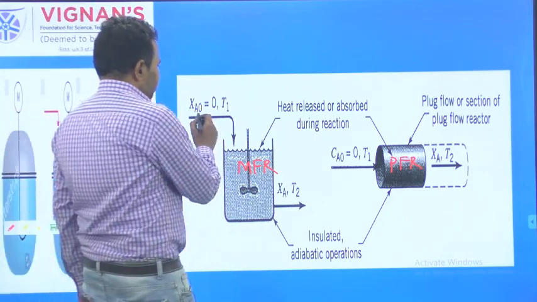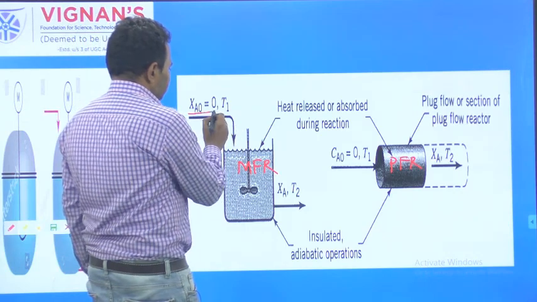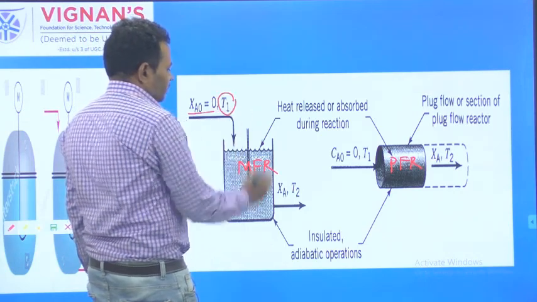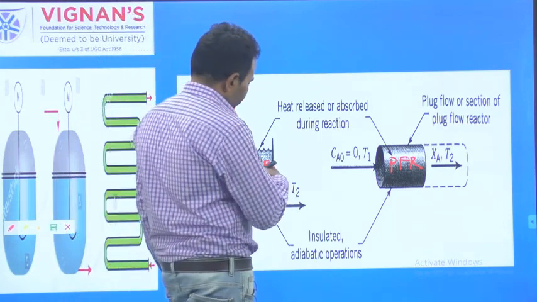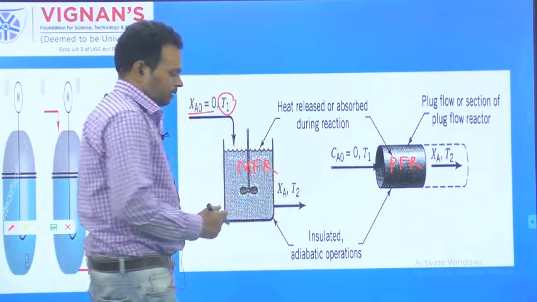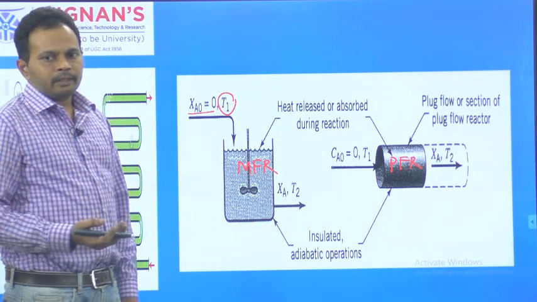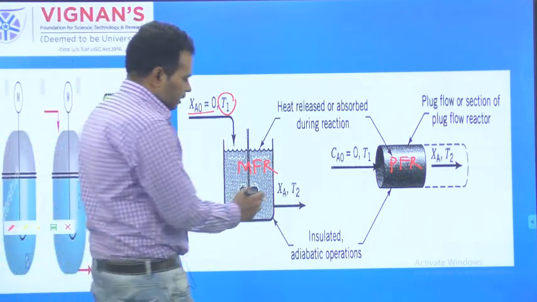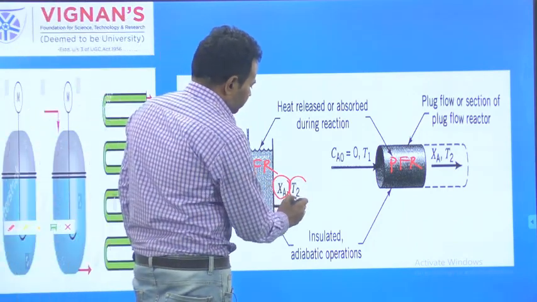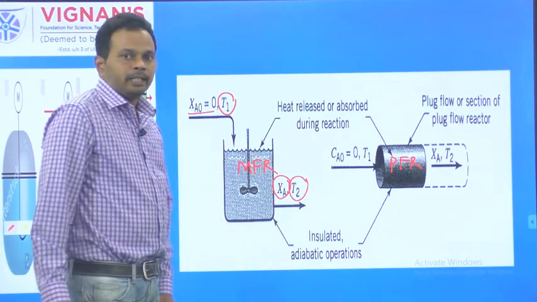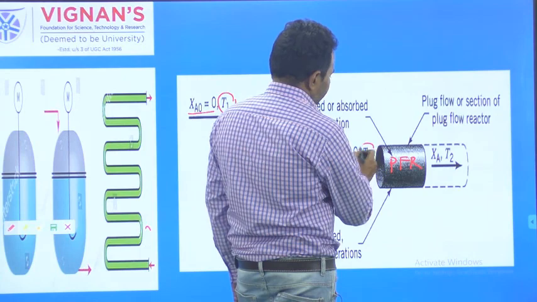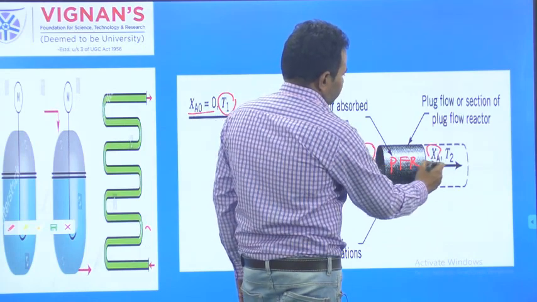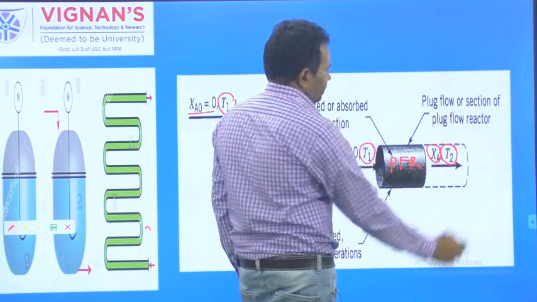When the reactant enters the reactor, its conversion Xa0 is 0 and temperature is T1. When the products leave the reactor, once the reaction has taken place within the reactor, consider the conversion as Xa and temperature as T2. Similarly, for the PFR, initial concentration Ca0 at temperature T1, and final conversion is Xa and temperature is T2 for the products.